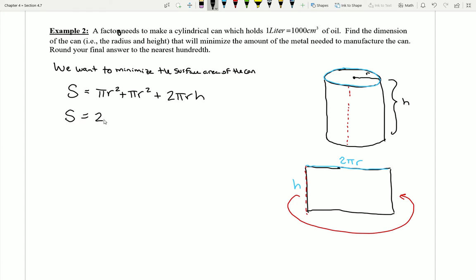Notice then what I really end up with is 2 pi r squared, two circles, one for top and bottom, and then the wrapped up rectangle that exists on the side.